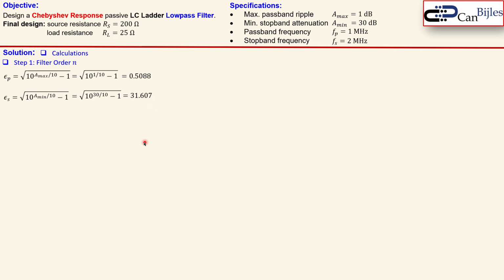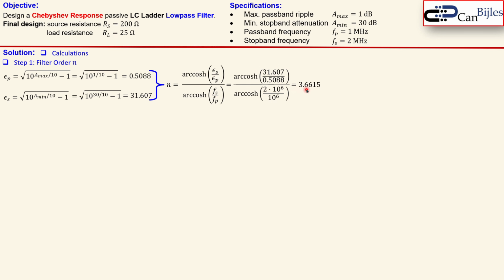We get 31.607. Taking this together, in a similar form as we have done for the Chebyshev response in the previous examples, we can use this formula and then substitute the values here. We see here the Fs and Fp, which is 2 MHz over 1 MHz. And these are the values we just determined, and that will result in 3.6615. That means we need to go to an integer value, so we need an N of 4, so we need a fourth order filter.